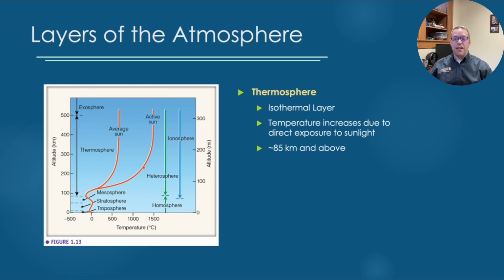The temperature increases with altitude, and that is because there's nothing to protect those molecules. Any molecules up in the thermosphere are exposed directly to sunlight, and so they heat up very quickly. And you end up with temperatures in the 500s or even into the thousands of degrees Celsius. And that is the thermosphere.